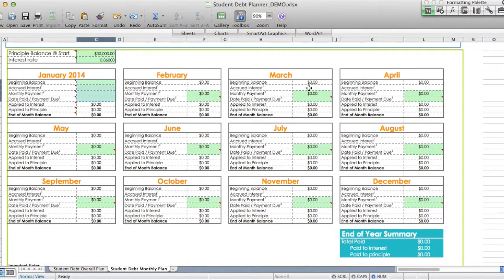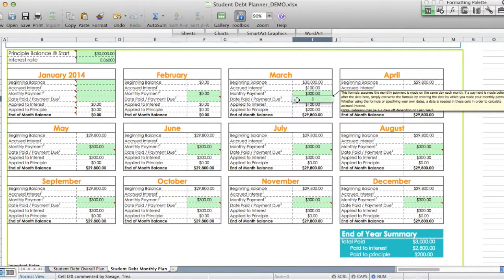Because we're in March, I will enter all of that key information into my starting month of March. So I'll enter in my beginning balance. Let's say I checked my balance on 3/27 and saw that there was $30,000 that I owe. My accrued interest, again from my lender's website, was $100. My monthly payment that I made on 3/27 was $300. And again, I paid it on 3/27.